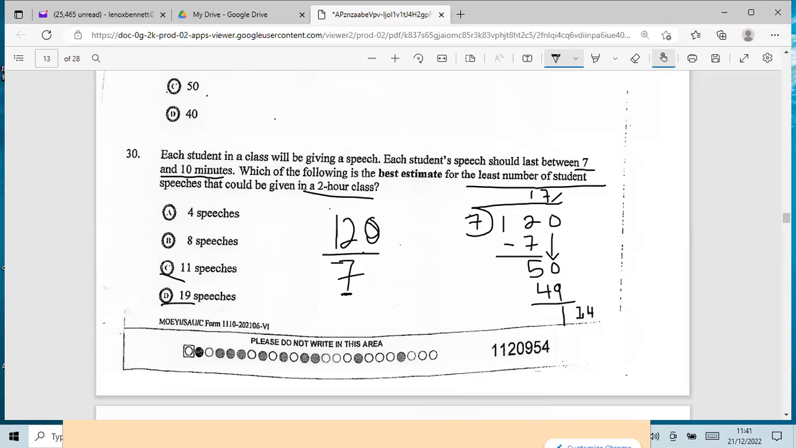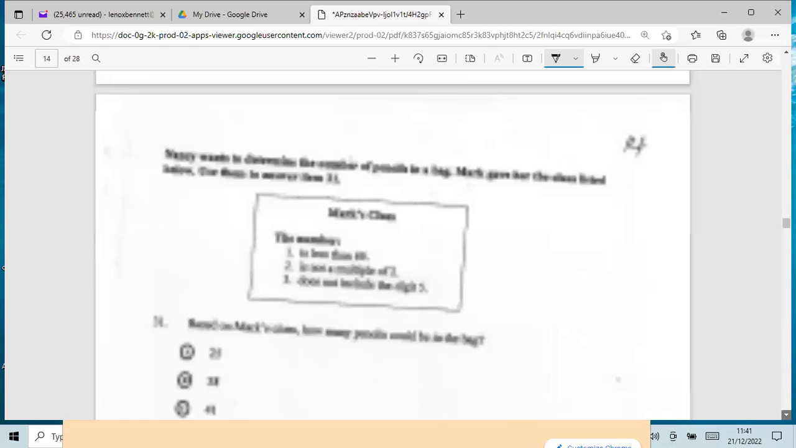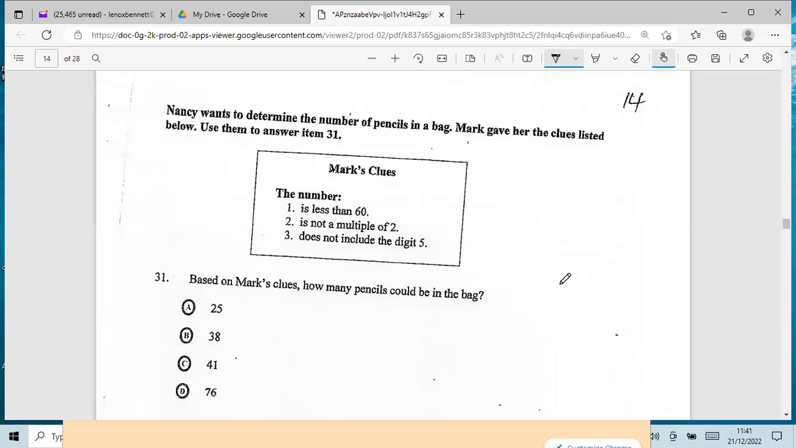All right. Let's go, guys. Let's go. I noticed the maths part slow you guys down a bit. Nancy wanted to determine the number of pencils in a bag. Mark gave her the clues listed below. Use them to answer item 31.